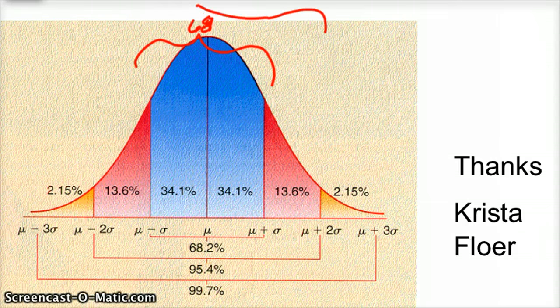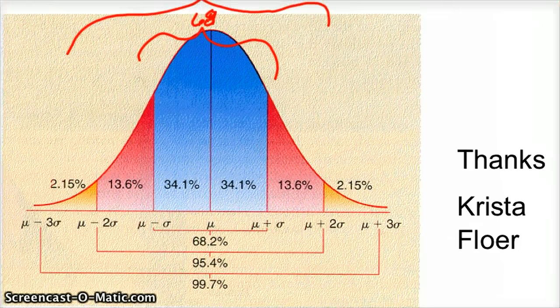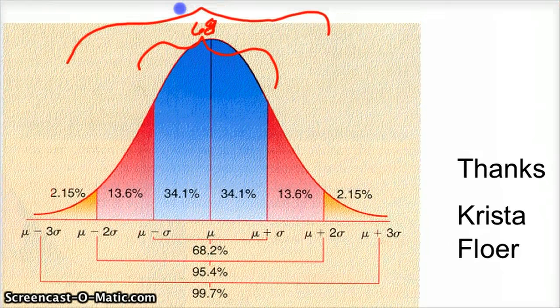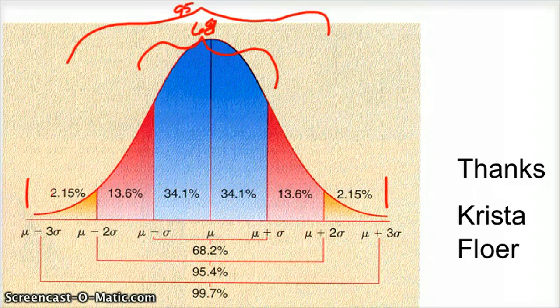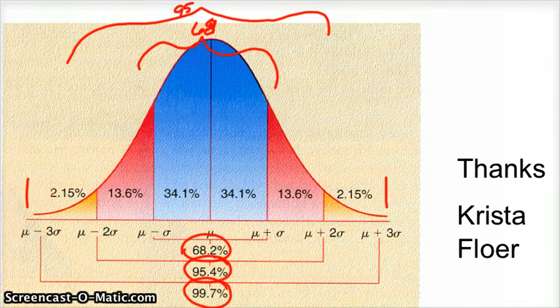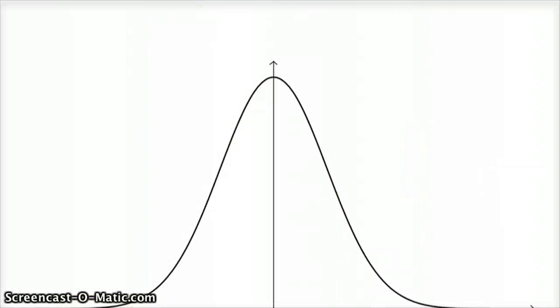This is approximately 95%. And if you go out three standard deviations, which is way out here and out here, you're looking at 99.7. It's all on the bottom: 68.2, 95.4, and 99.7 percent of your data if it's normally distributed.